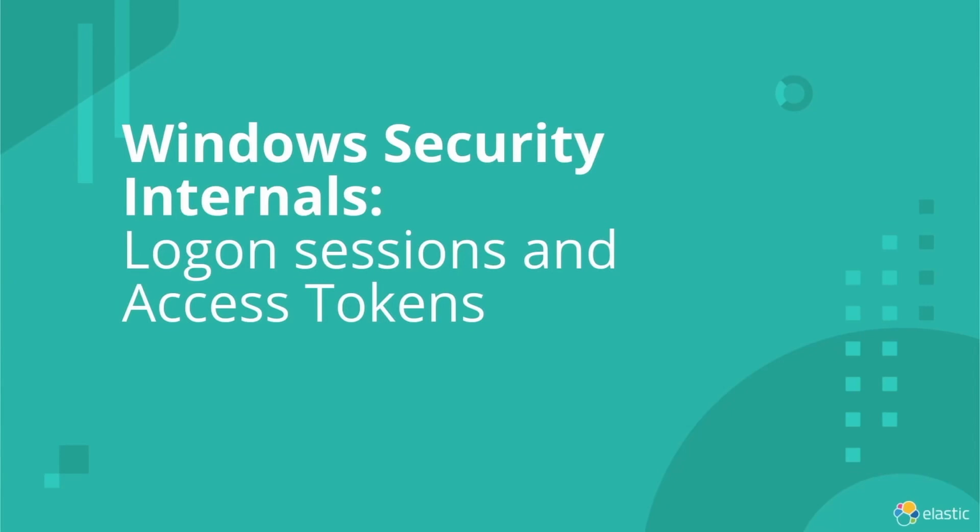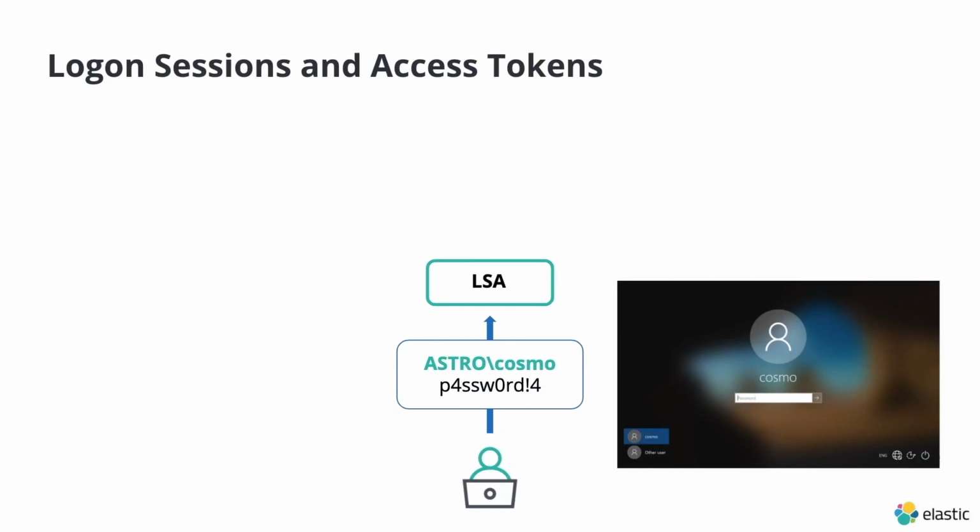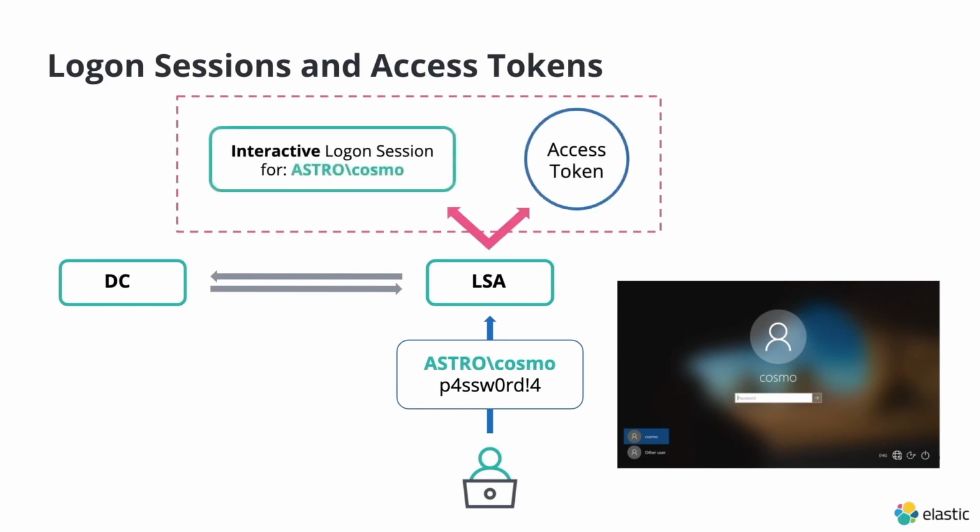So the first part I'm going to cover is some Windows security internals. And one of the key things to understand is the relationship between logon sessions and access tokens. And the best way to demonstrate this is to show what actually happens when you log on. So in this example, we have the user Cosmo who's logging on. And when they enter their password, basically the local security authority, or the LSA, in a domain environment will typically forward this to the domain controller, who will then actually authenticate the user. Following successful authentication, the LSA produces two key artifacts, a logon session and an access token.